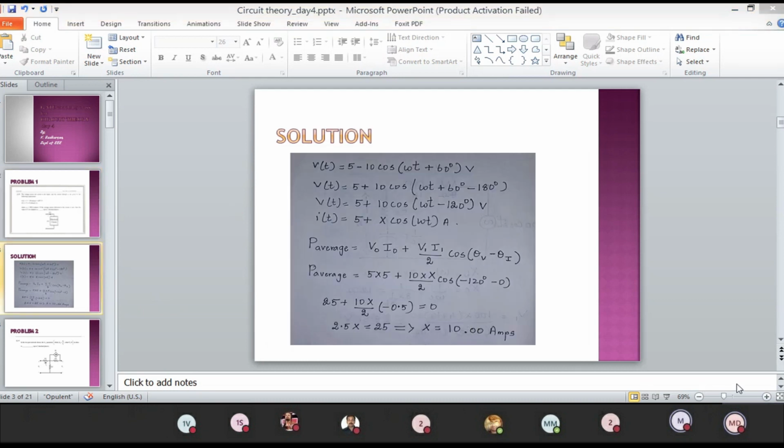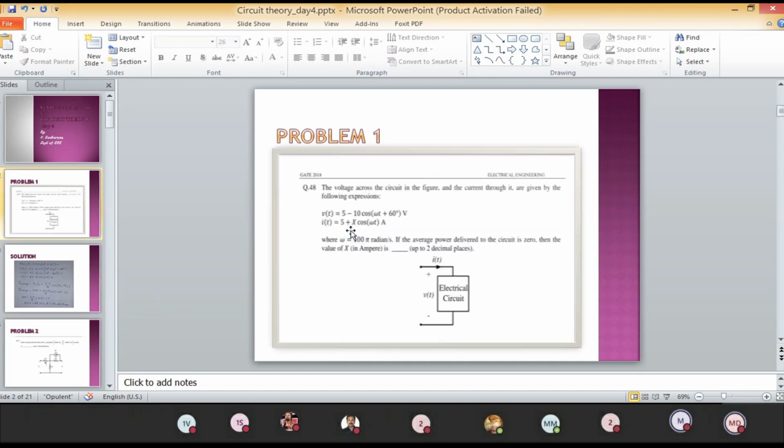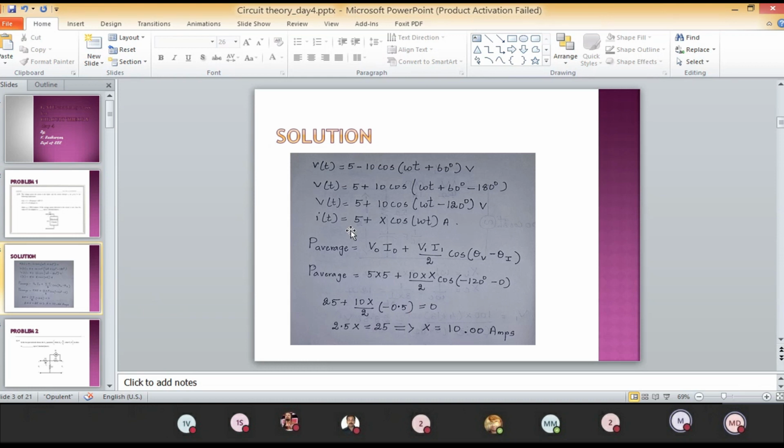So see, what is the value of voltage given? V of t is 5 minus 10 cos omega t plus 60. And you should understand one thing: if the current is in terms of cos, the voltage should also be in terms of cos, so they must be in the same trigonometric identity. That is very important. Notice in the question, V is also in terms of cos and I is also in terms of cos, but V has a minus sign and I has a plus sign. So the first step is we have to bring them to the same form.